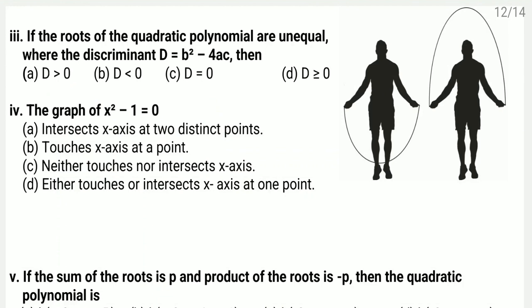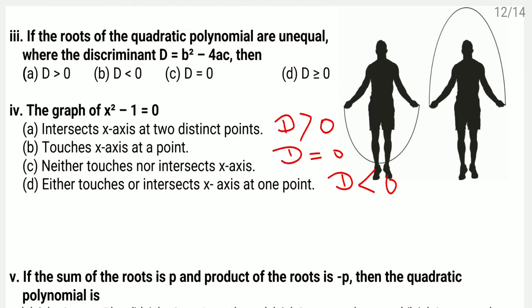If the roots of the quadratic polynomial are unequal, where the discriminant d is equal to b square minus 4ac, then now you remember, if I write down here d is greater than 0, we have two distinct real roots. If d is equal to 0, we have two real equal roots. If d is less than 0, we have no real roots.